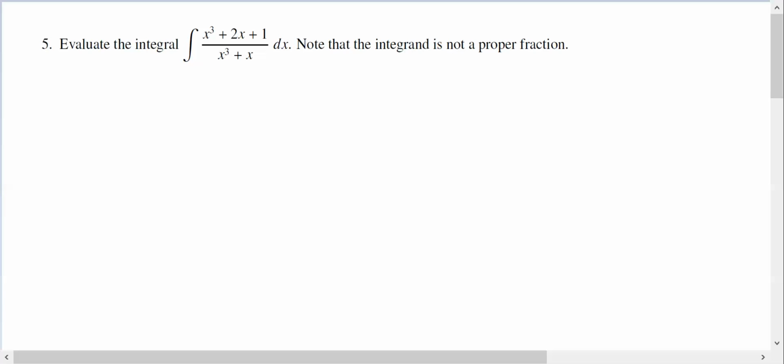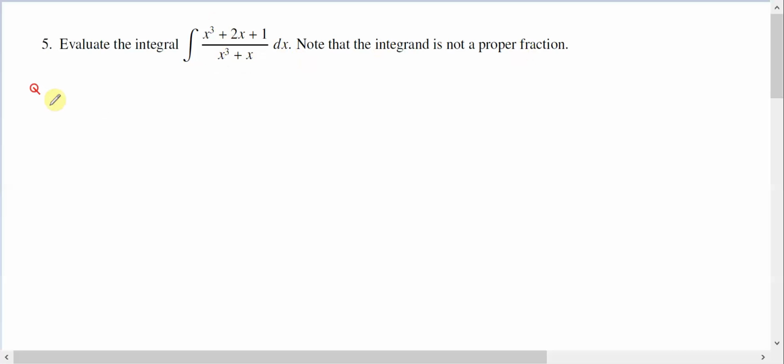Problem number 5, we've got the integral here of a rational function, and so we know we're going to use partial fraction decomposition because this denominator will factor. You can factor an x out of that denominator. But before we do that, we can see this is not a proper fraction because of the x cubed in the top and the bottom, so I need to do long division.